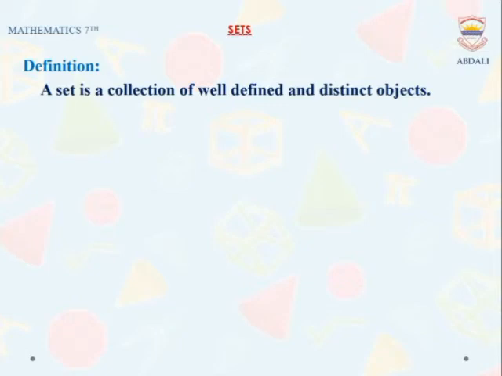Like if you think that you have a set A which is 1, 1, 2, 2, 3, 3, then it is not a set because all three elements are repeating. In a set, none of the elements repeats itself. So a set is a combination of well-defined and distinct objects. Let's see an example.